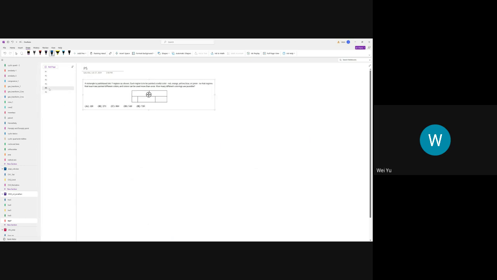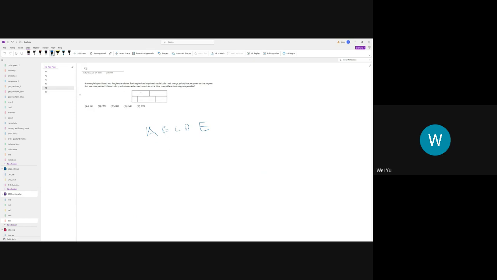Problem 5. A rectangle is partitioned into 5 regions as shown. Each region is painted a solid color: red, orange, yellow, blue, or green. Let's just use A, B, C, D, and E for the colors, because it's annoying to just use the initial letters. So that regions that touch are painted different colors, and colors can be used more than once. How many different colorings are possible? So this problem is pretty simple.